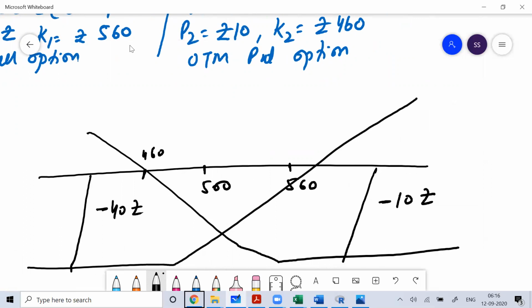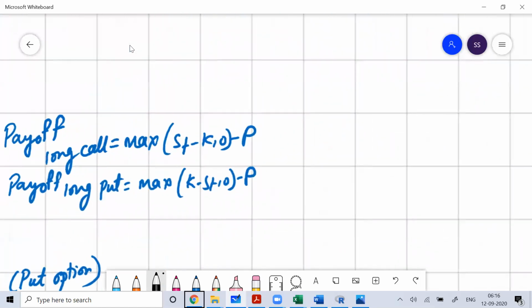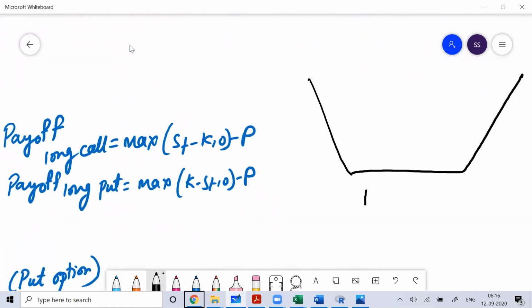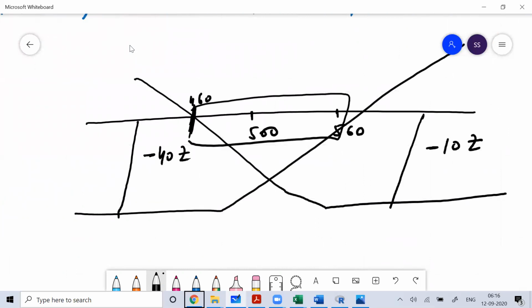If the stock price trades between 460 to 560, the trader will get a loss. While if it trades anything below 460 or anything above 560, the trader will book a profit. So the ultimate payoff diagram for the long strangle is like this. Why is this dip coming? Because the stock trades between 460 to 560. Normally we take long strangle whenever we are expecting volatility in the market.